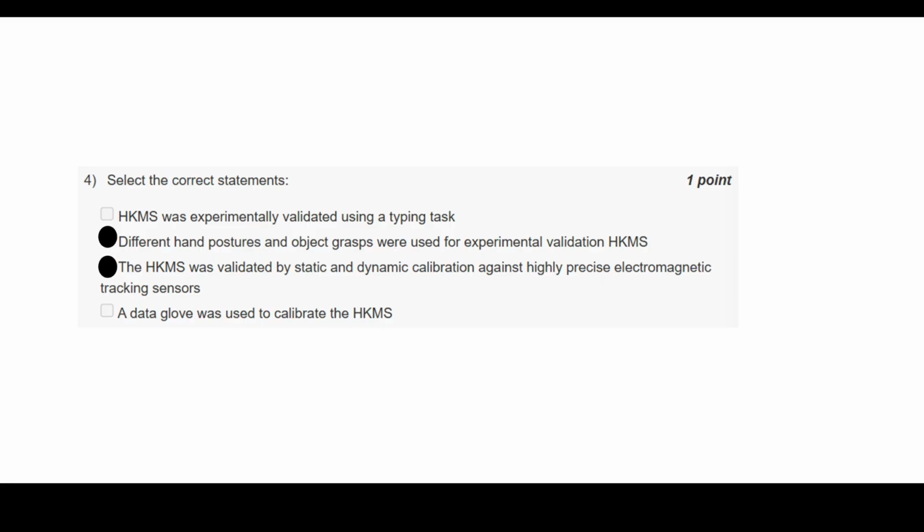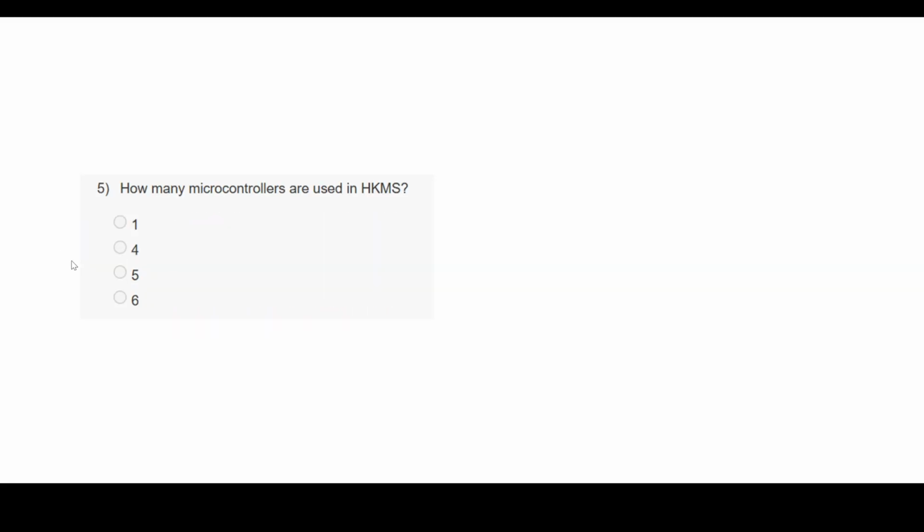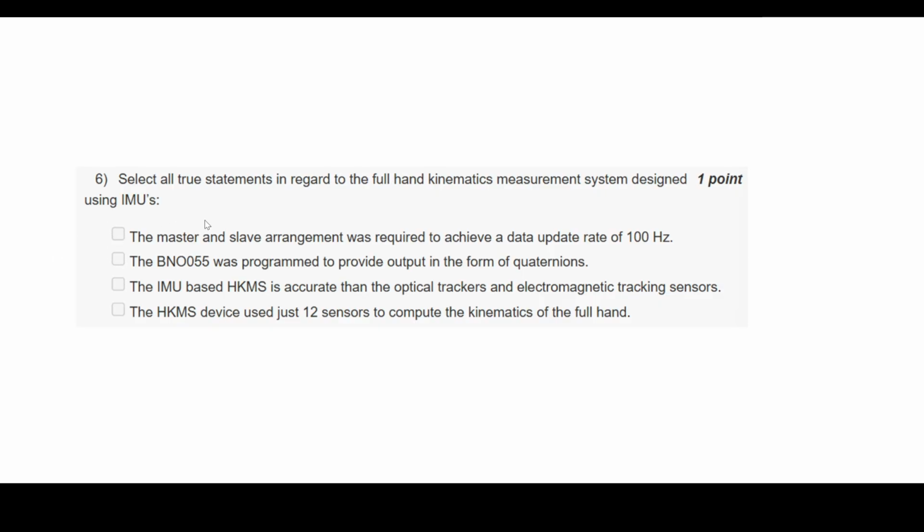Okay. How many microcontrollers are used in HKMS? 1, 4, 5, and 6. No, the correct answer is 5. So there were 4 slave microcontrollers and there was one master microcontroller. Correct? So the answer is 5.